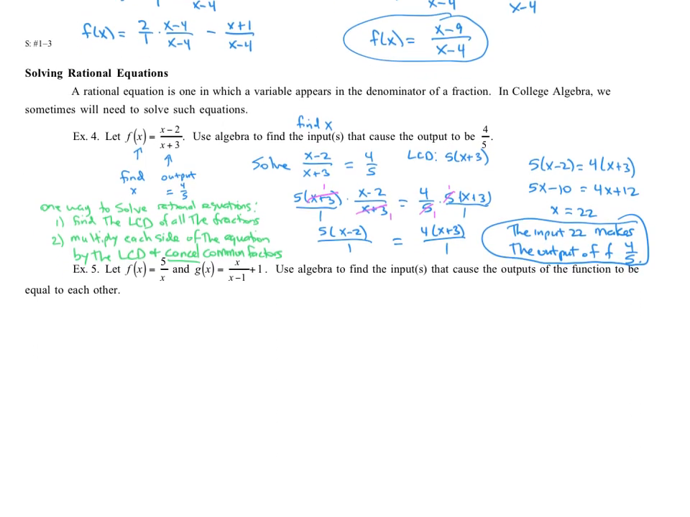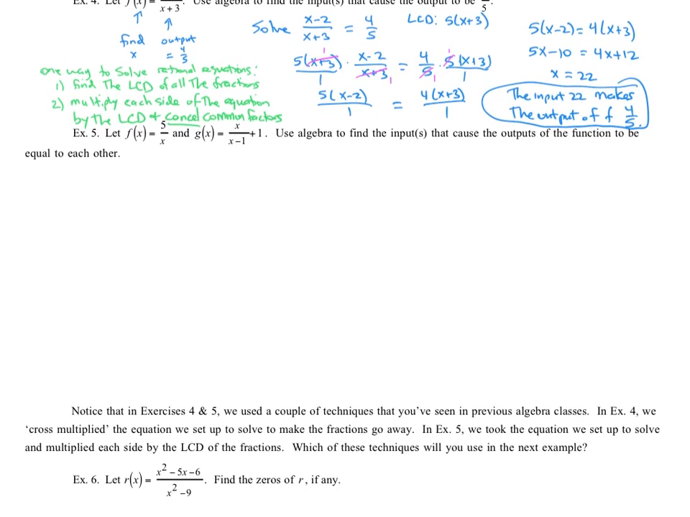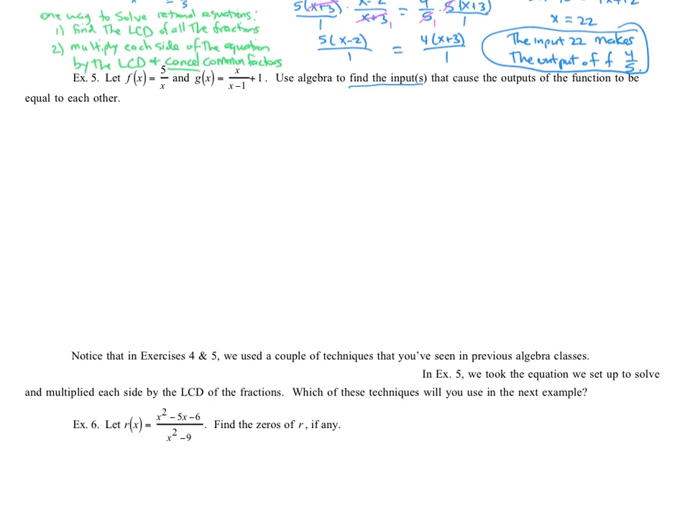Okay, in example 5, we have two functions and we're supposed to find the inputs x that cause the function's outputs to be equal to each other. So we're just going to take the output for each, set them equal, and this gives us a rational equation to solve for x.